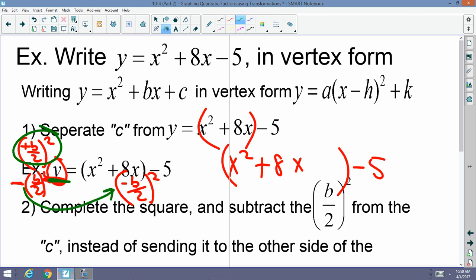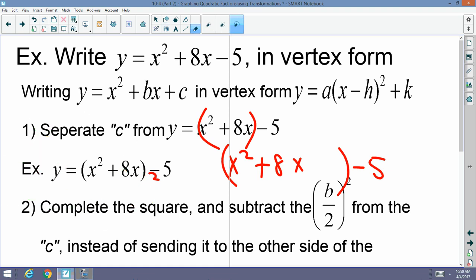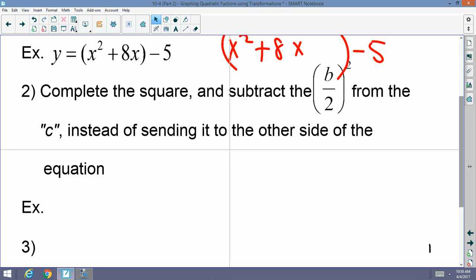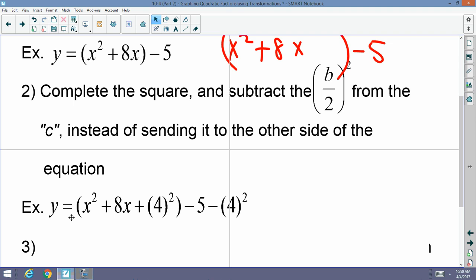Does everyone see the logic there? Because that's what's happening. I have my b over 2 squared here. My b over 2 squared is going to be 4. So please pay attention to what I'm saying: subtract the b over 2 squared from c instead of sending it to the other side of the equation. So I have my b over 2 squared, which is 4, and I'm subtracting it from the c. And then you're done.